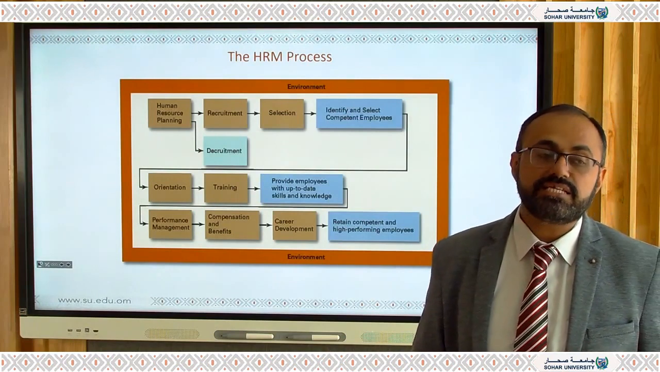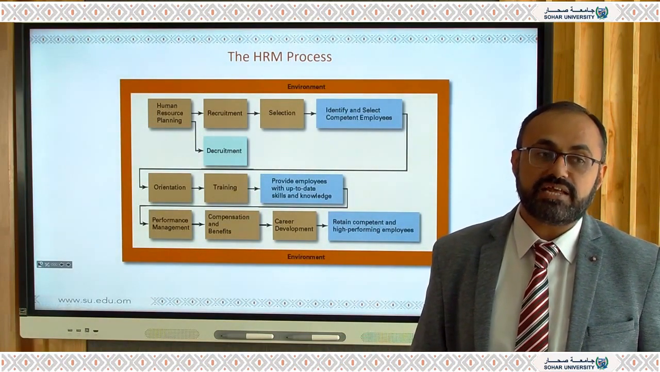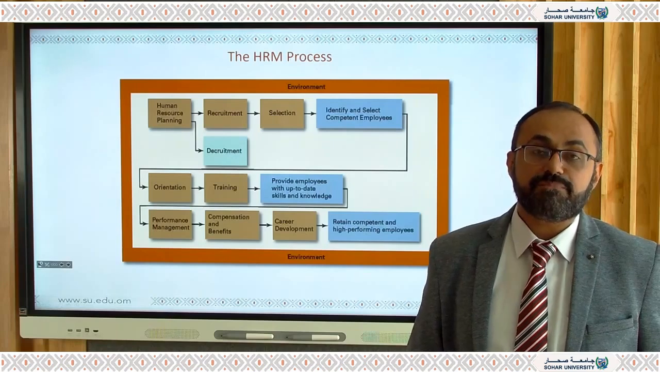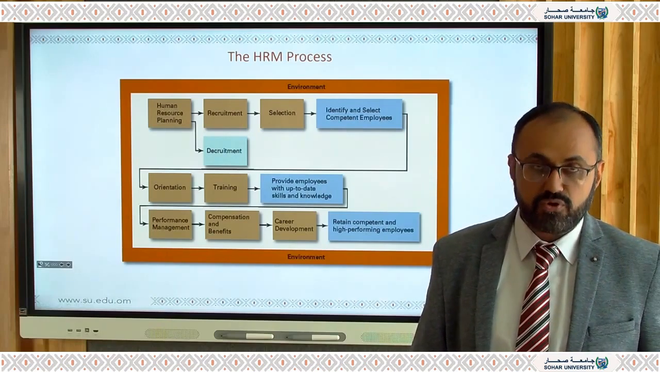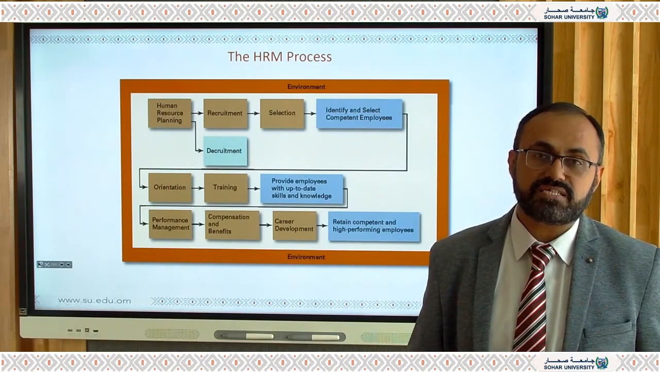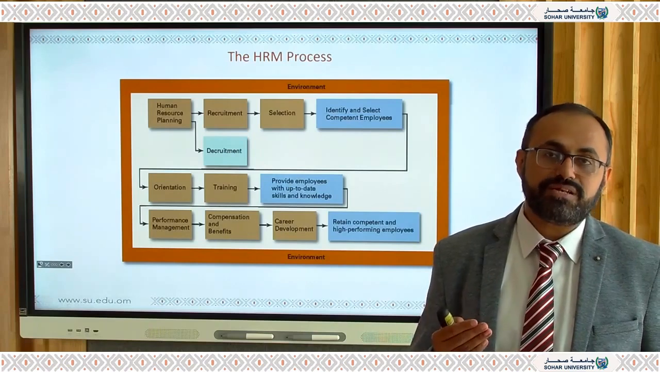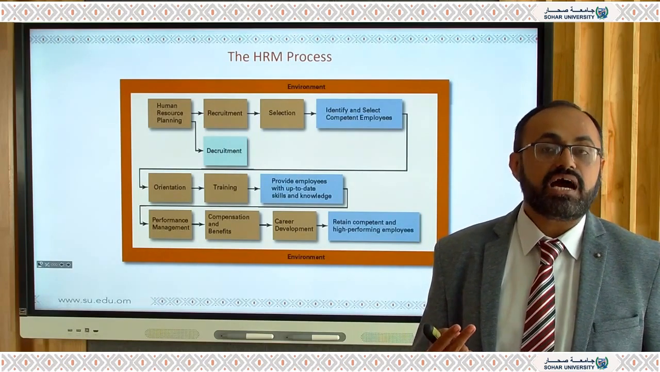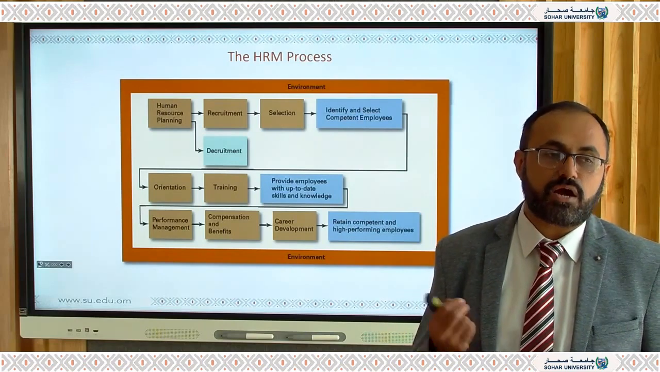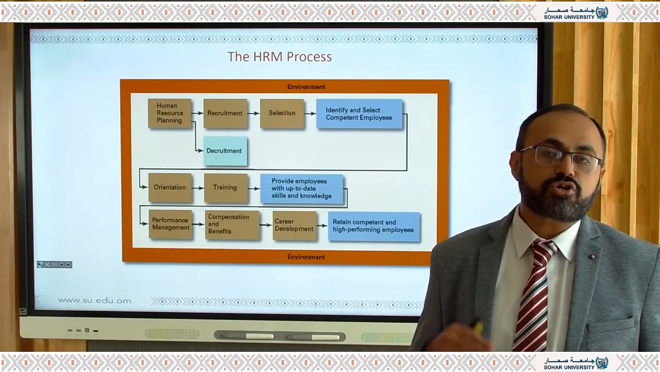If you see these orange boxes, these are the processes, and those blue boxes are the outcomes of this process. For example, the first part is human resource planning. Once you plan the human resource, for example, you need 2 faculty members or 2 IT managers or 1 network manager or accounts manager, you plan that this job is available, then you recruit them.